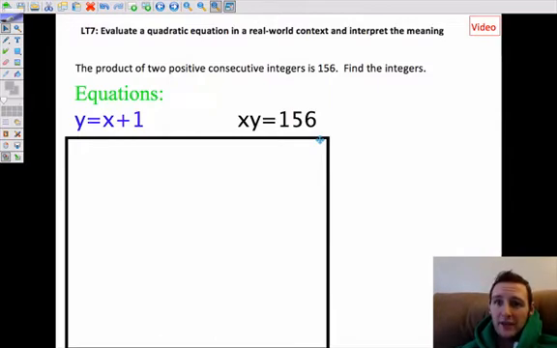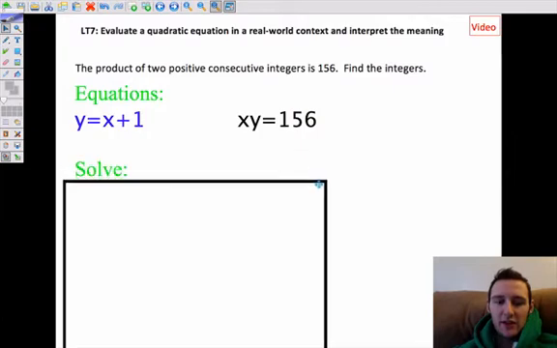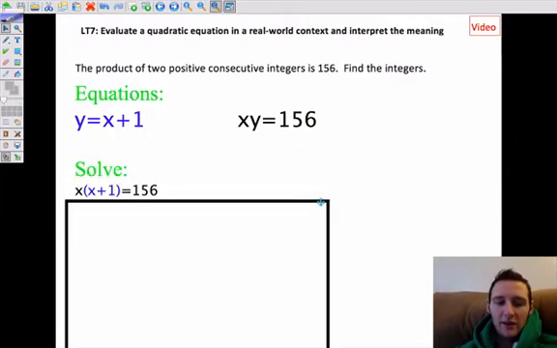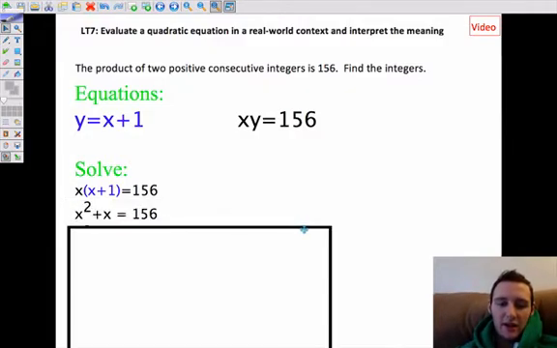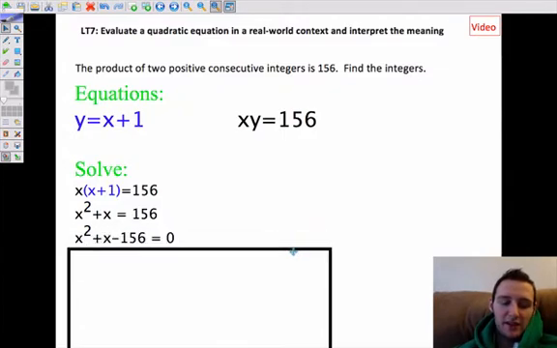If you go back to last unit, you learned how to solve systems. So we're going to solve this one by substitution. I'm just going to sub in y equals x plus 1 for y into the second equation right here. I get x times x plus 1 equals 156. First I expand it, using the distributive property: x times x plus x times 1. So x squared plus x equals 156.